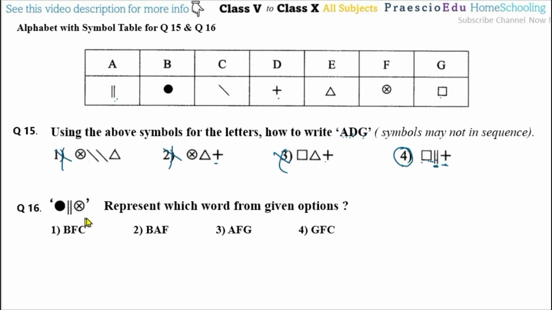Then question number 16. These three symbols represent which word from the given options? So this means B. Then these two lines mean A, and this symbol means F. So BAF. BAF means option number 2 is the correct one.